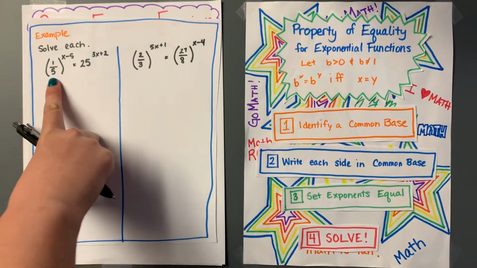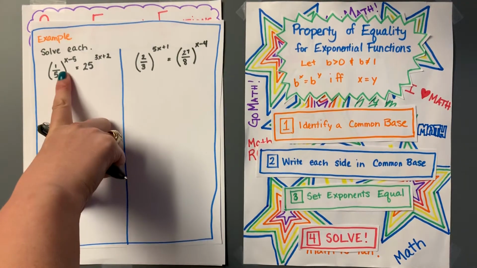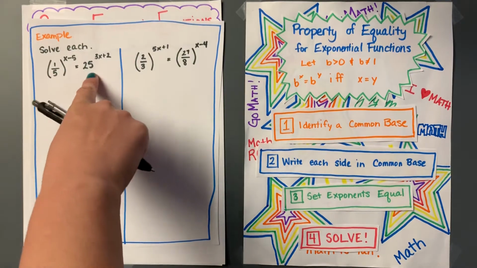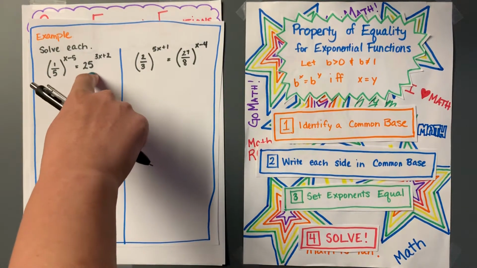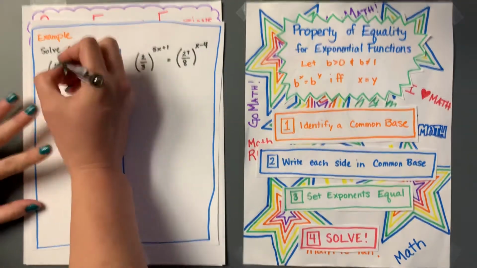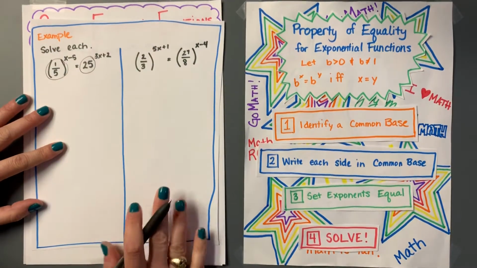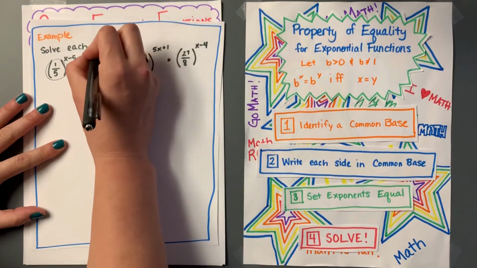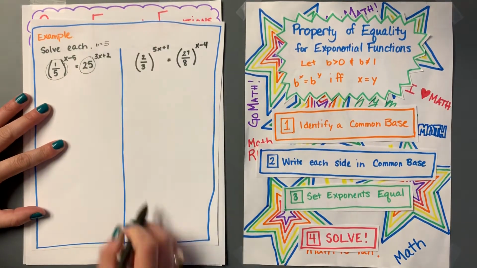So my first example I want to look at is (1/5) raised to the x minus 5 is equal to 25 raised to the 3x plus 2. The first thing I need to do is identify a common base. So I am looking at these two numbers, and I am going to use a base of 5.